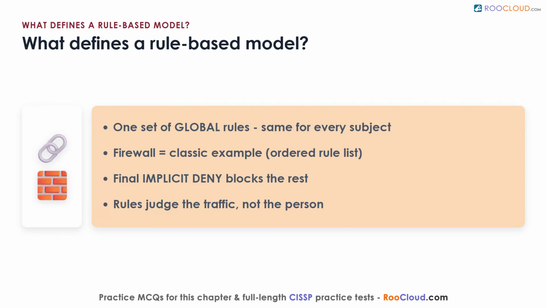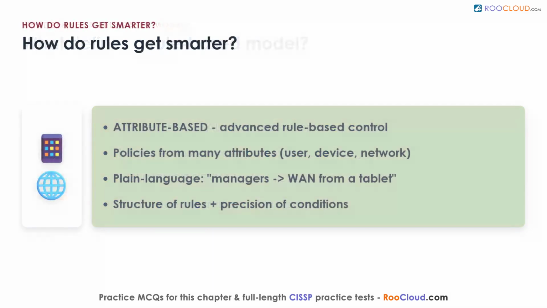The rules do not care who you are. They care only what the traffic is. How do you make rules smarter than one size fits all? With attribute-based access control, an advanced form of rule-based control.